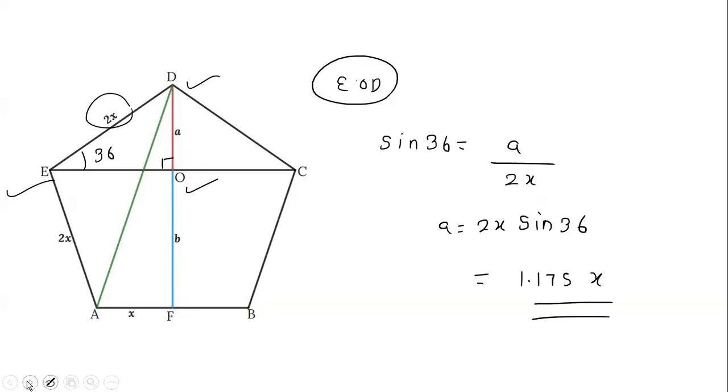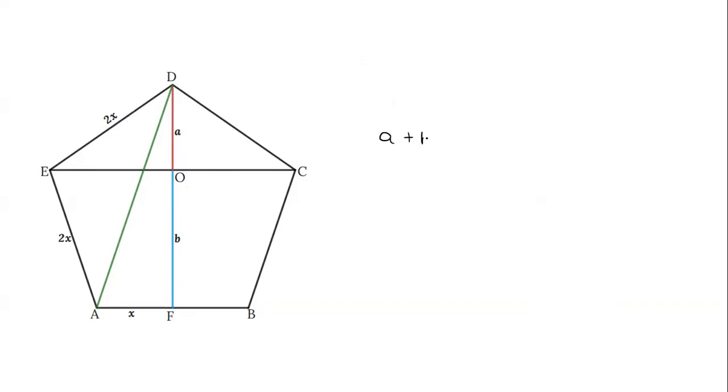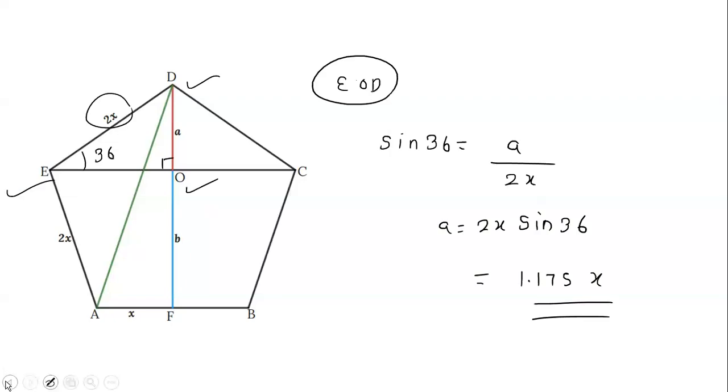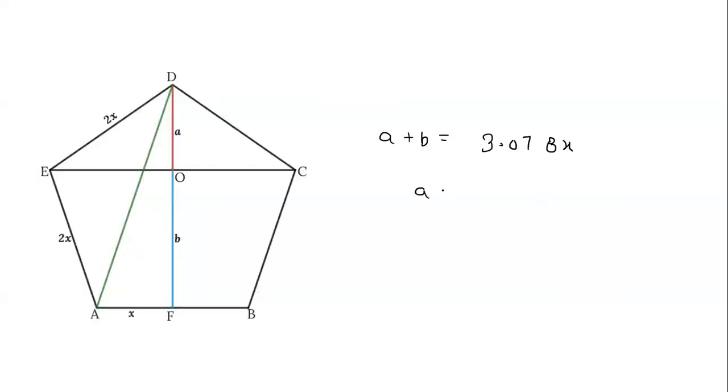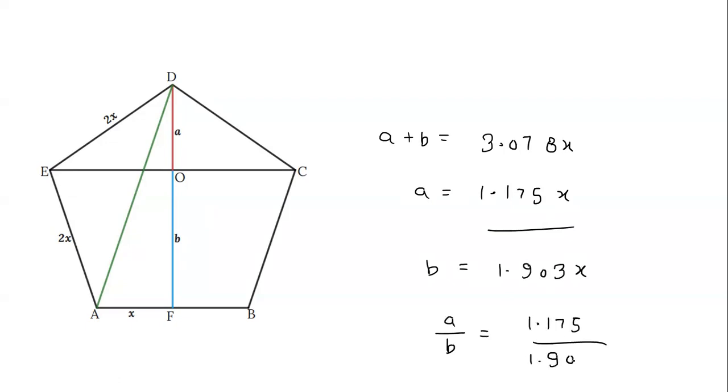So now we know the a value and we also know a plus b is equal to 3.078 times x as we calculated previously, and we know the value of a is 1.175 times x. So you can calculate the value of b, it will come like 1.903 times x, and you can calculate the ratio of a to b, it will come like 1.175 divided by 1.903. So this is simply 1175 divided by 1903, and in this way we can solve this problem.